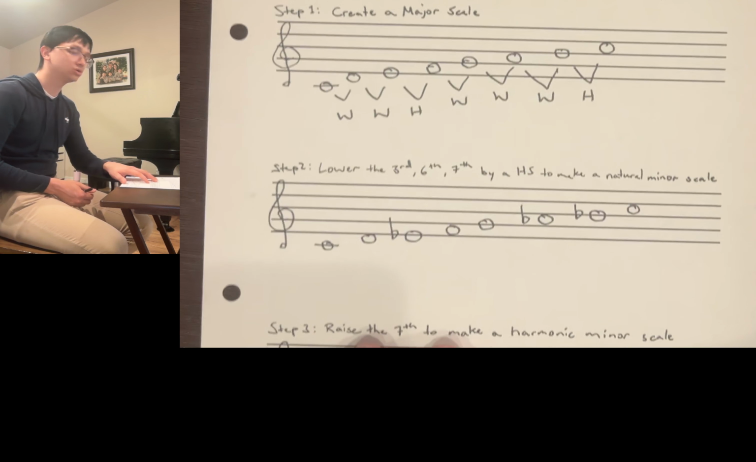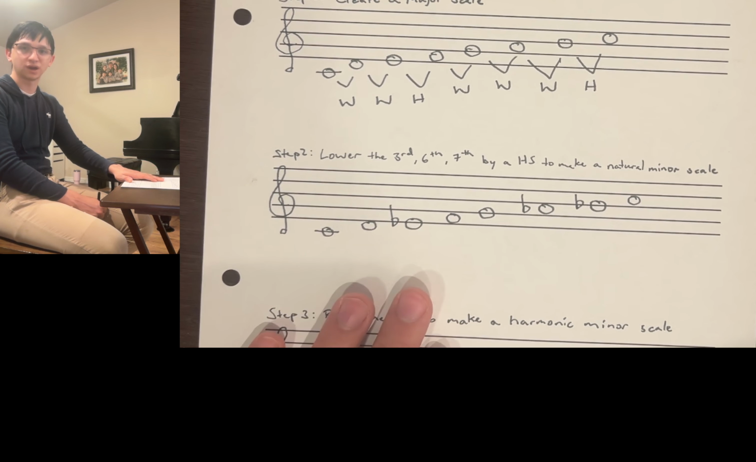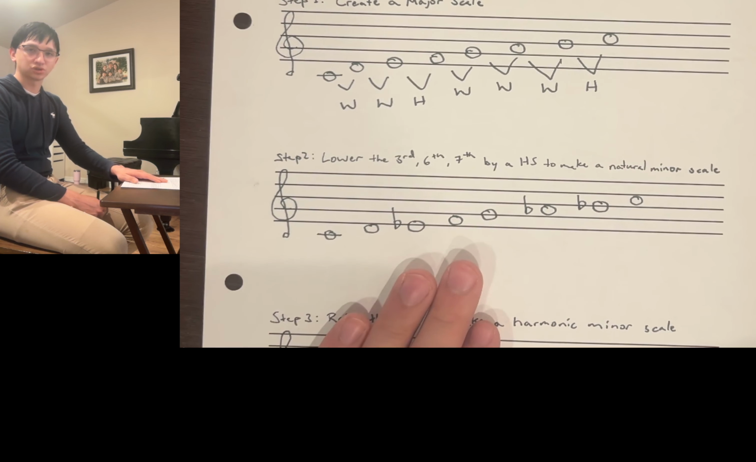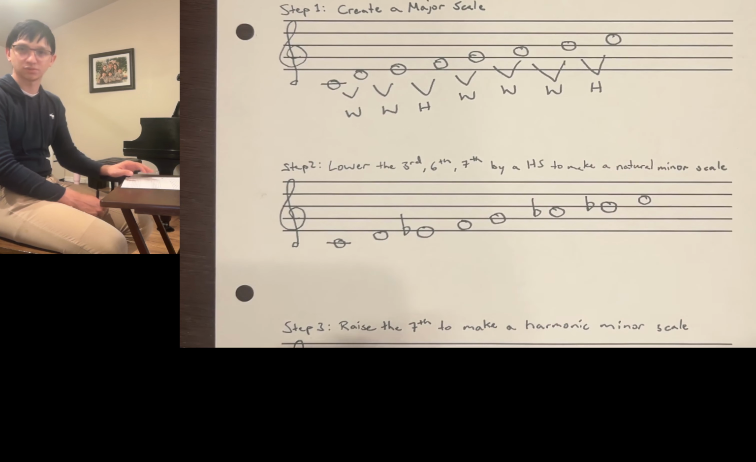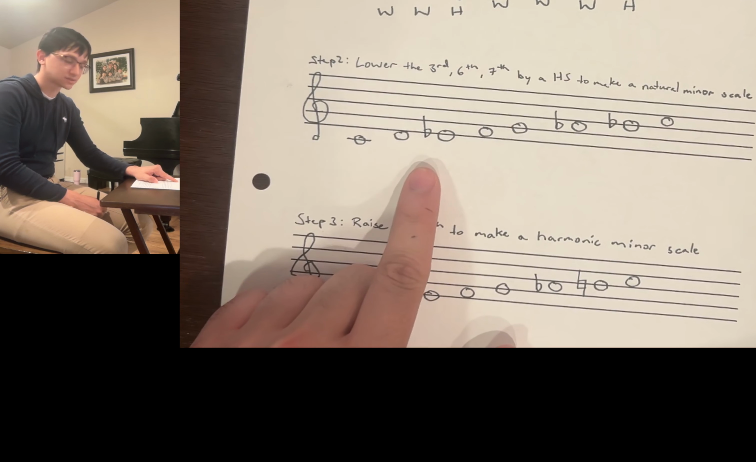After that, step two: in order to get a minor scale, the easiest way to do this is to lower the third, the sixth, and the seventh by a half step. And this will give you the natural minor scale. Again, the original way was to go to the sixth note and then find a minor scale, but that process is very tedious in terms of trying to find all of them. But this is the pattern that we eventually find: in order to get every minor scale, all you have to do is lower the third, the sixth, and the seventh by a half step. So in this case, lowering by a half step means putting on flats.